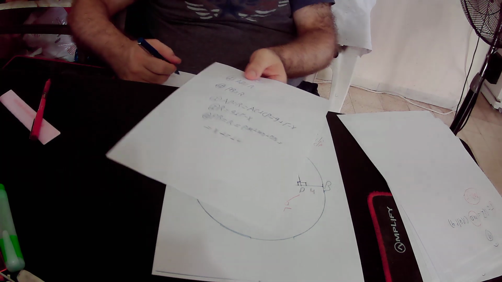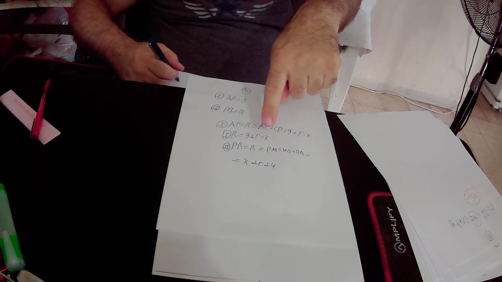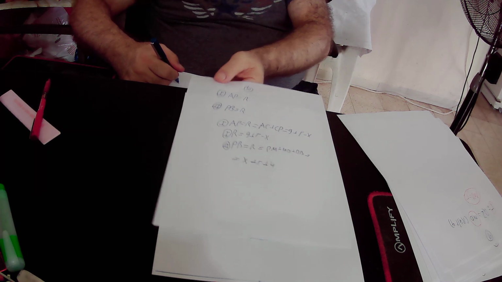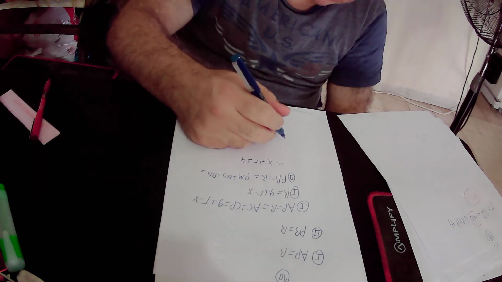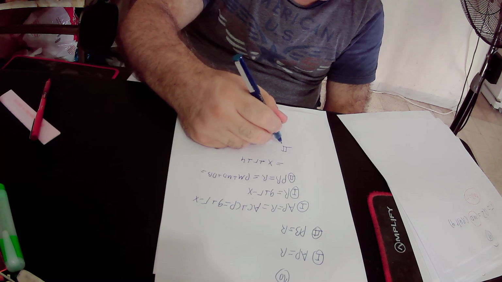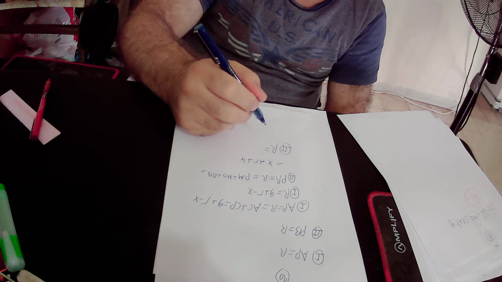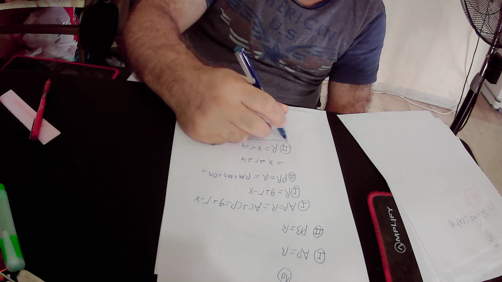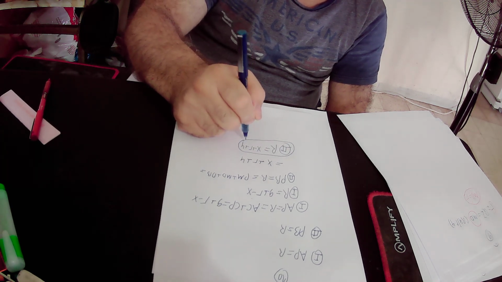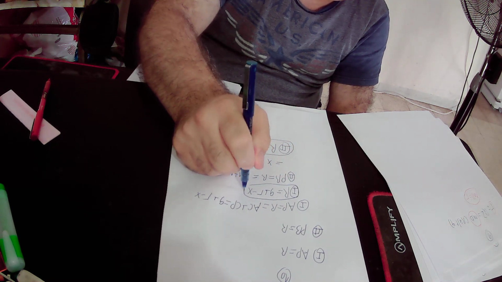So in total, we got the equality that states that PB equals capital R equals x plus small r plus 4. So I'll write again equation number 2 that states that capital R, that is the radius of the big circle, equals x plus small r plus 4. That is the second equation, and we have also the first equation for the radius of the big circle.